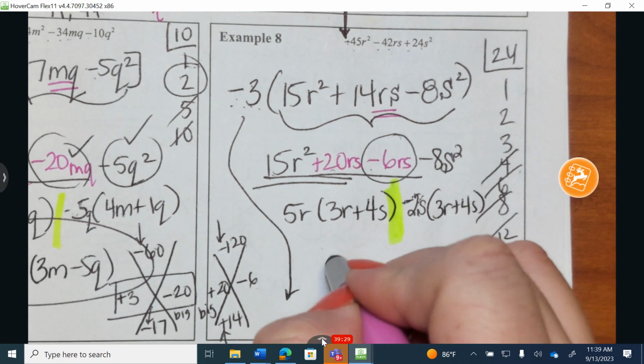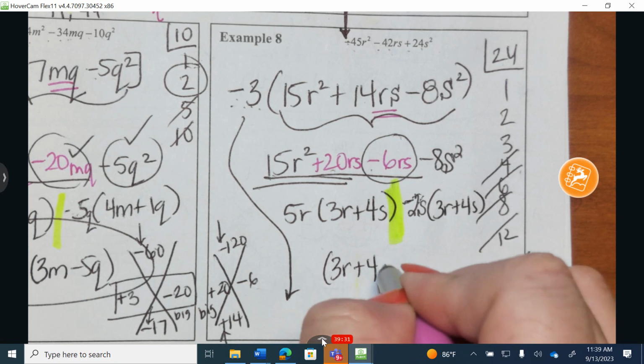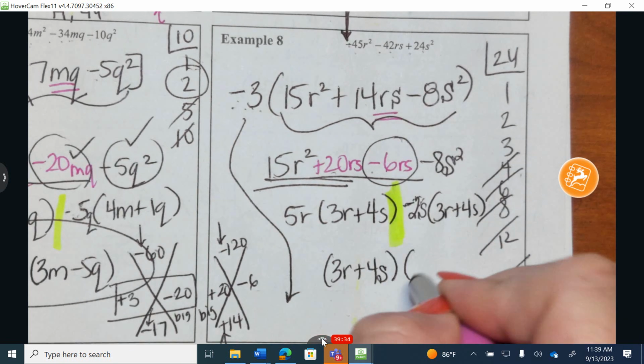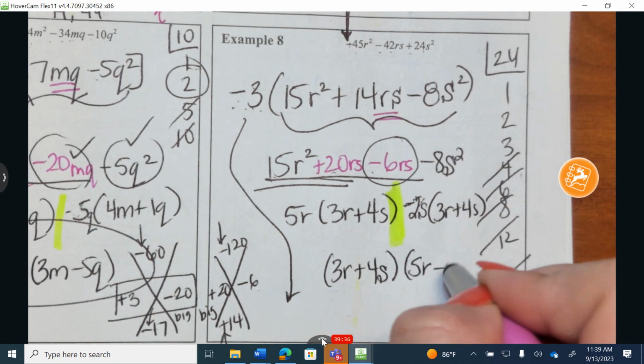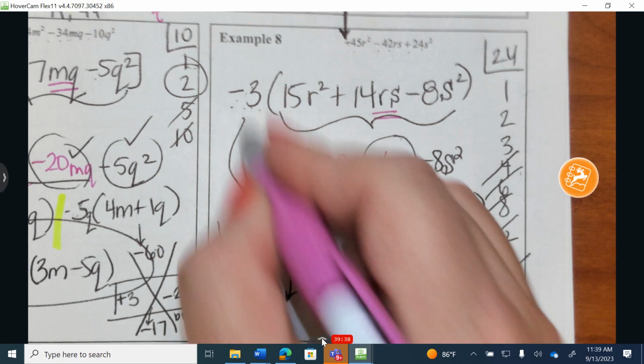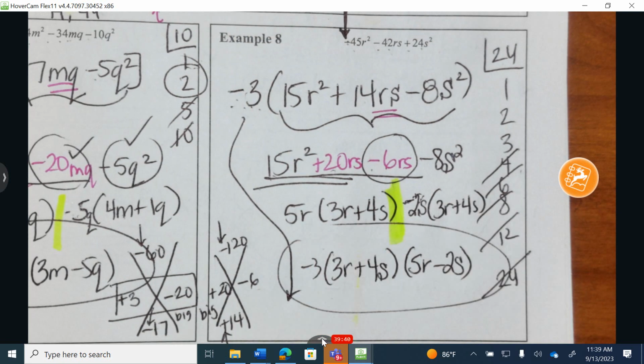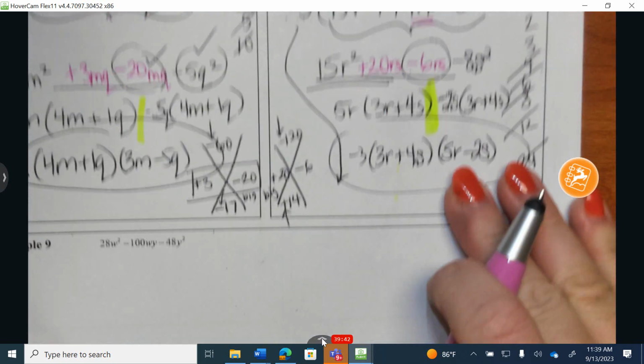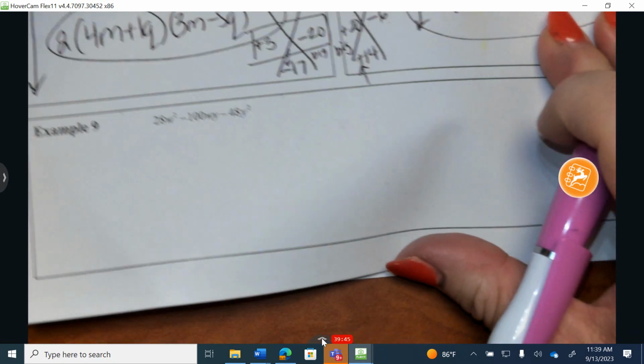Front and back both contains a 3r plus 4s. In front of the front is a 5r, and the back is a minus 2s. And don't forget about the negative 3 that we factored out. Let's look at our final one. Number 9.